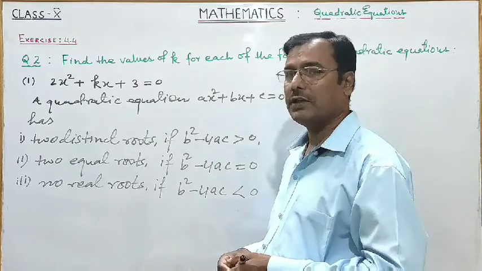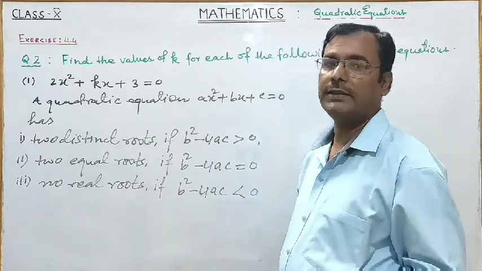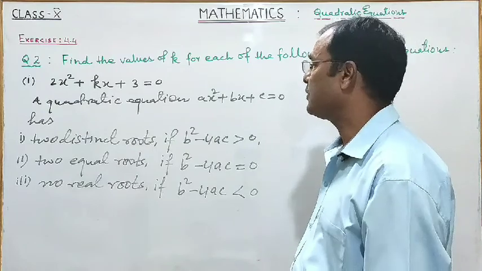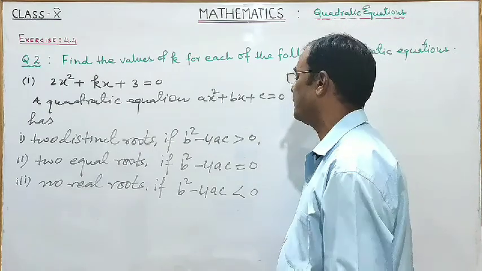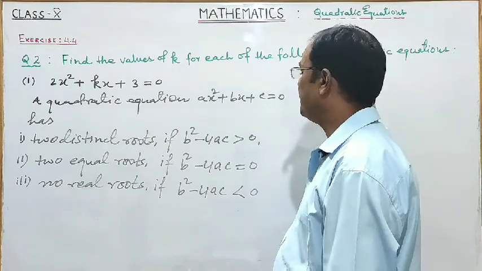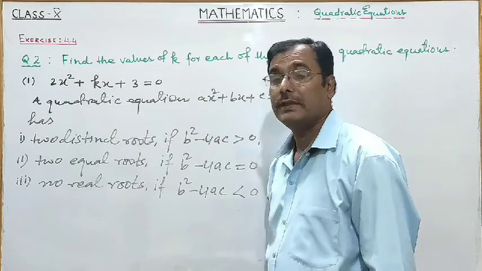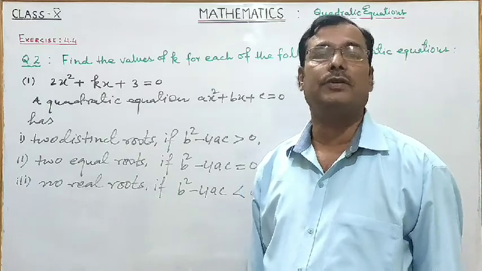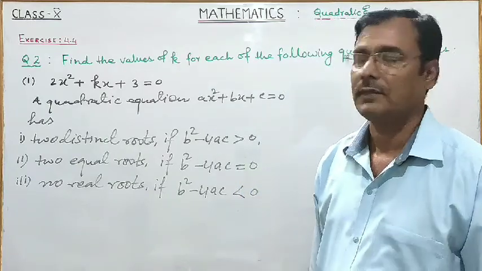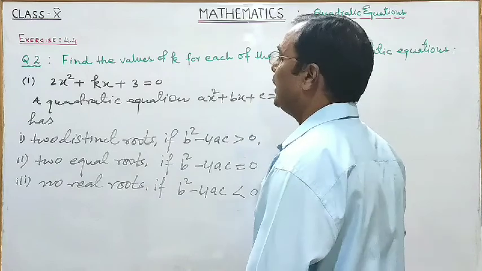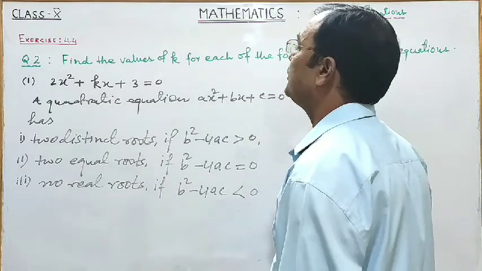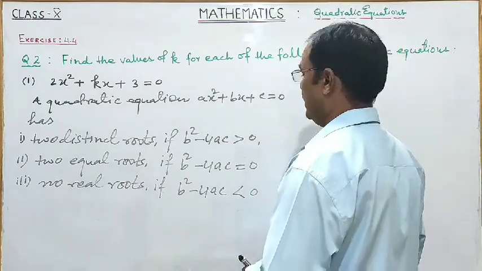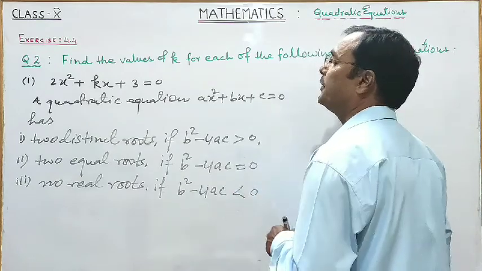Here b square minus 4ac is called discriminant of the equation ax square plus bx plus c equal to 0. Because this expression b square minus 4ac determines whether the quadratic equation has real roots or not. So now we have the condition for equal roots for this question, first part. So now we can do this question.